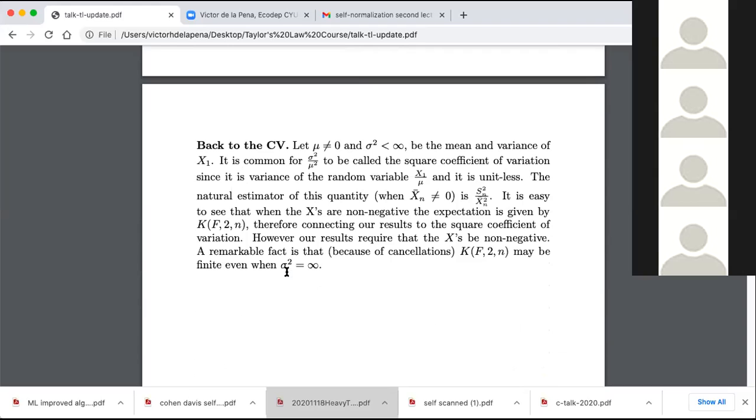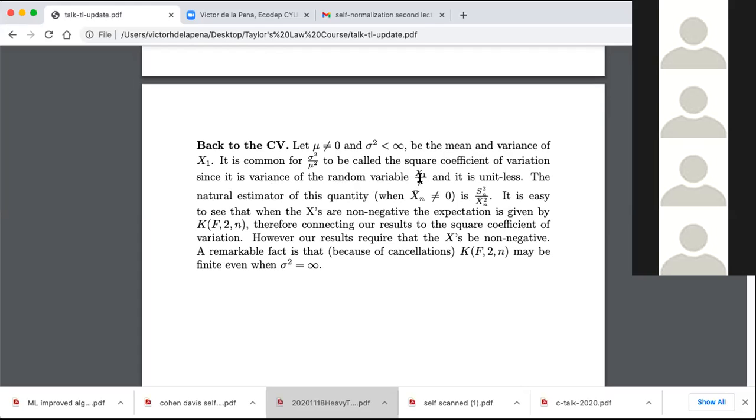Okay, so now let's go back to the coefficient of variation. Suppose that you have a mean different than 0 and a variance which is finite. Let's assume that the mean is bigger than 0. It is common to use sigma square over nu square, which we call the square coefficient of variation, as a measure of variation. It is the variance of the random variable x1 over nu.